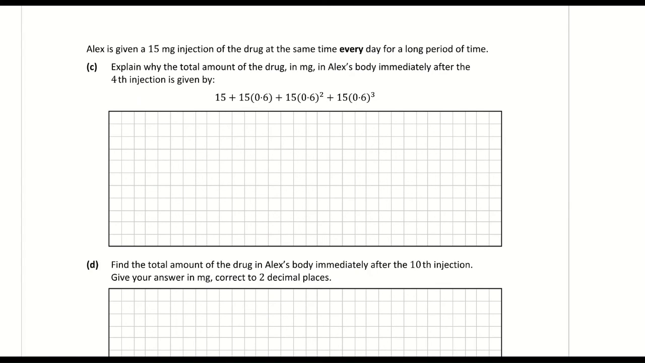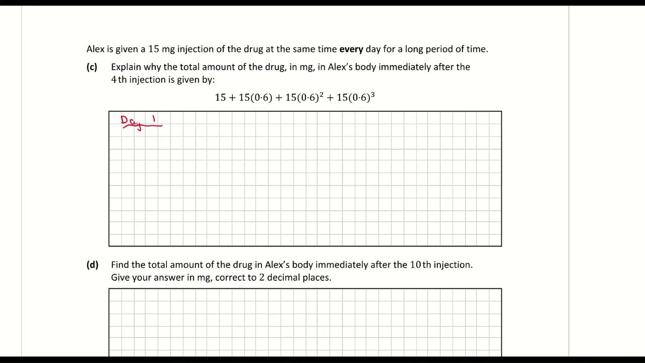Part C, Alex is given a 15 milligram injection of the drug at the same time every day for a period of time. Part C, explain why the total amount of the drug in Alex's body immediately after the 4th injection is given by the following expression. Okay, so let's look at building this expression. Might be one way of looking at it.